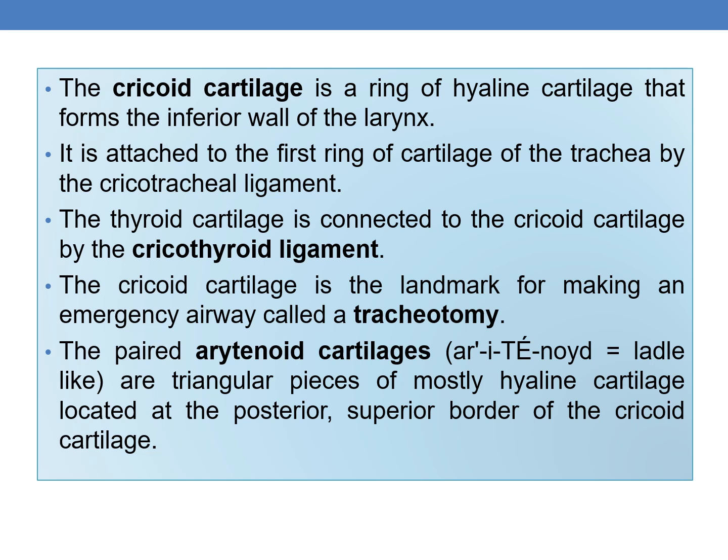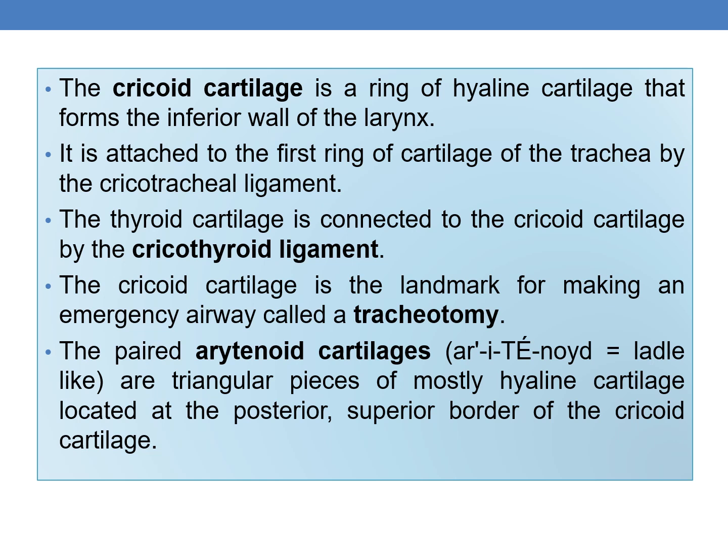And the cricoid cartilage is a ring of hyaline cartilage that forms the inferior wall of the larynx. It is attached to the first ring of cartilage of the trachea by cricotracheal ligament. And the thyroid cartilage is connected to cricoid cartilage by the cricothyroid ligament. The cricoid cartilage is the landmark for making an emergency airway called tracheostomy or tracheotomy.